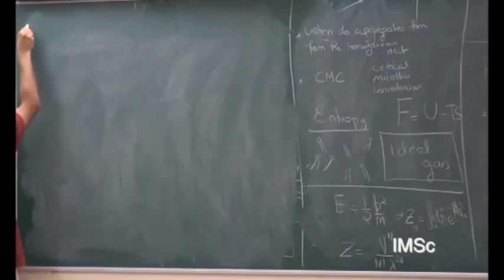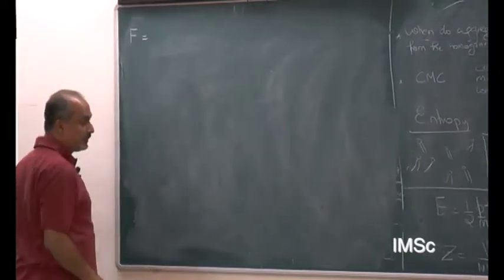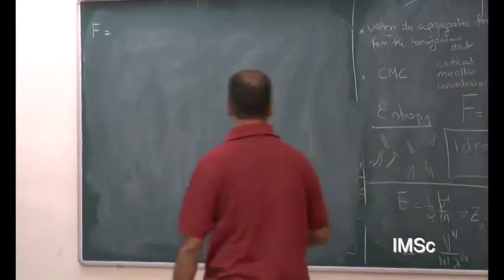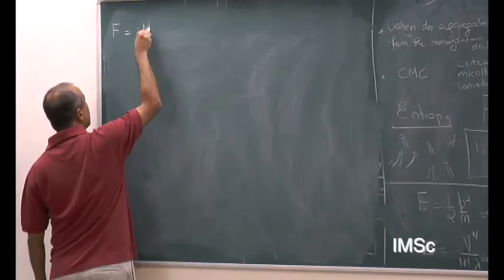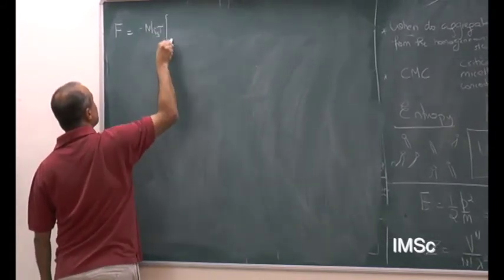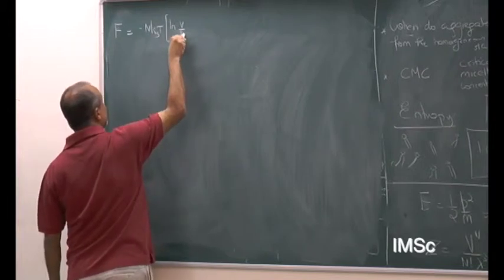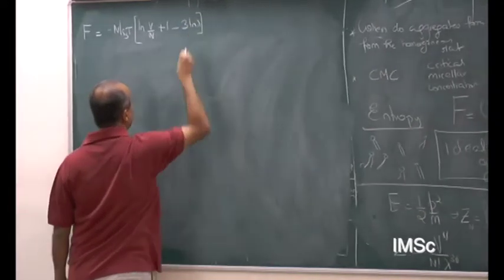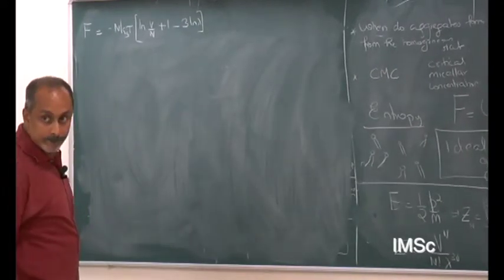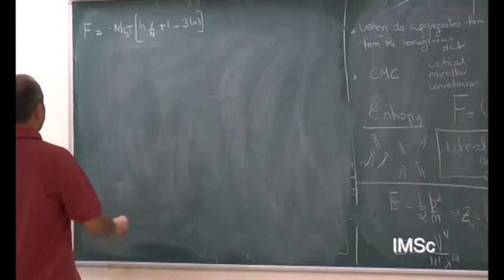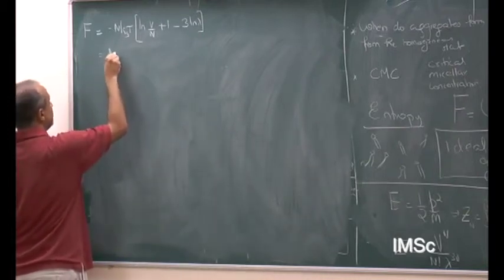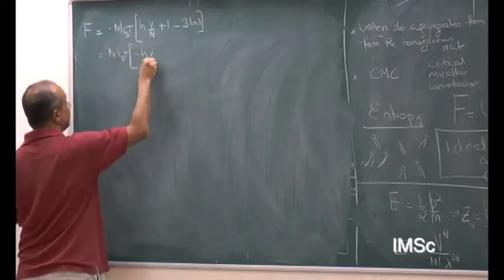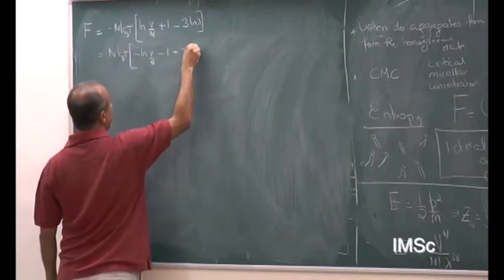So I can write this as the free energy here. Let me worry about all my minus signs carefully. If I take this minus sign inside, let me first write that term. This is minus N kBT times the log of V divided by N plus 1 minus 3 log lambda. Correct? So now I can take the minus sign inside and write this as N times kBT times minus log V by N minus 1 plus 3 log lambda.